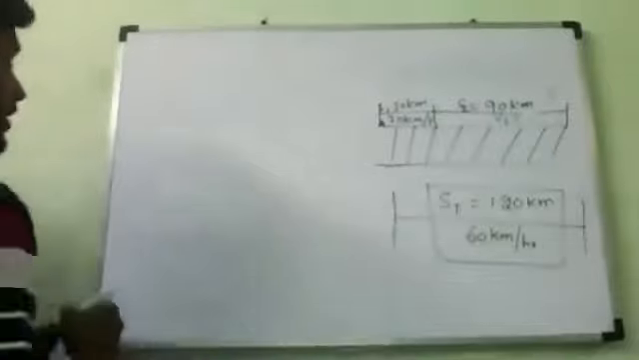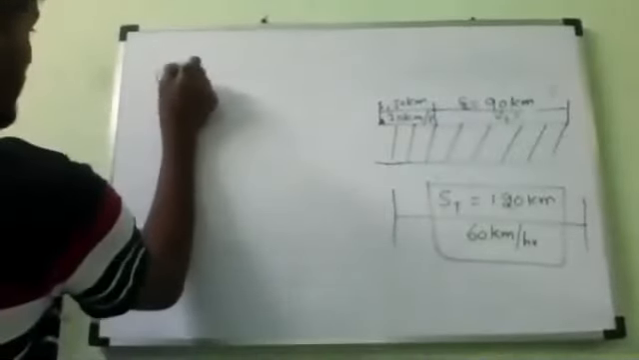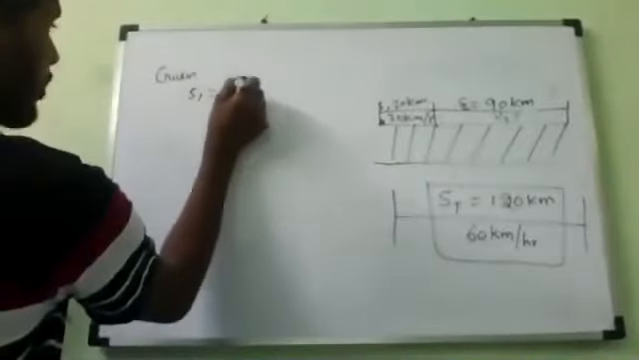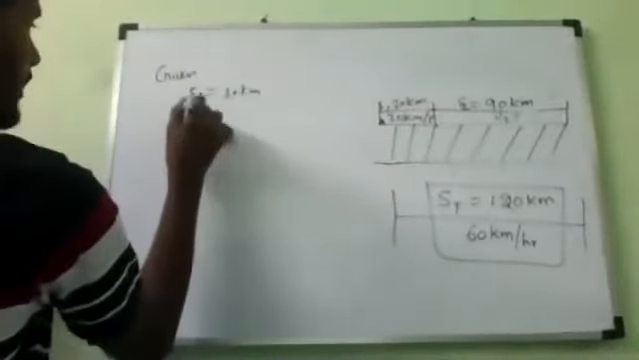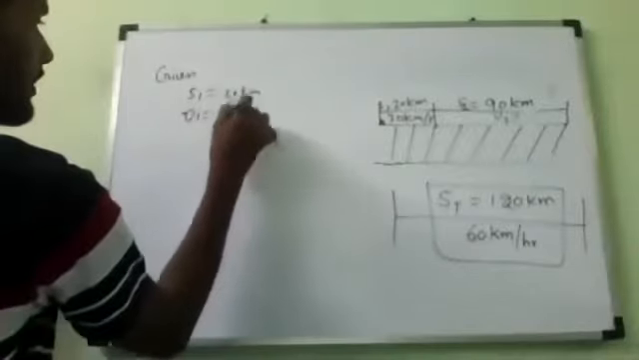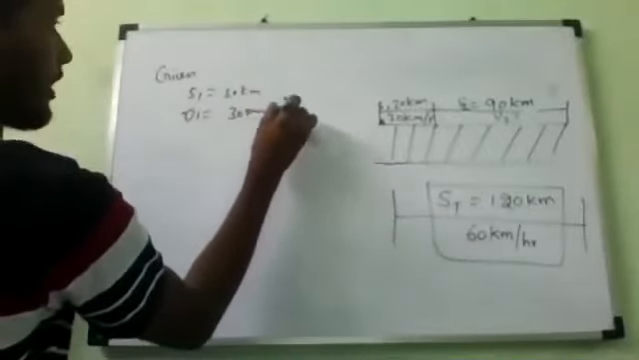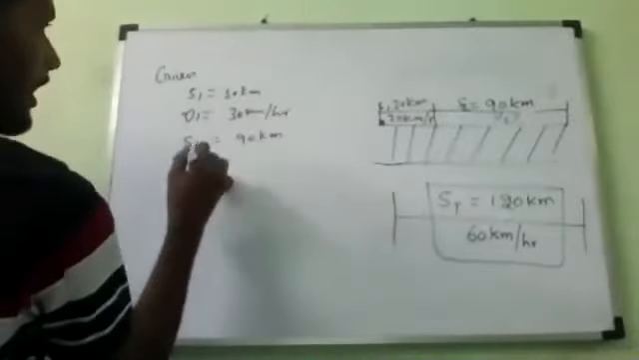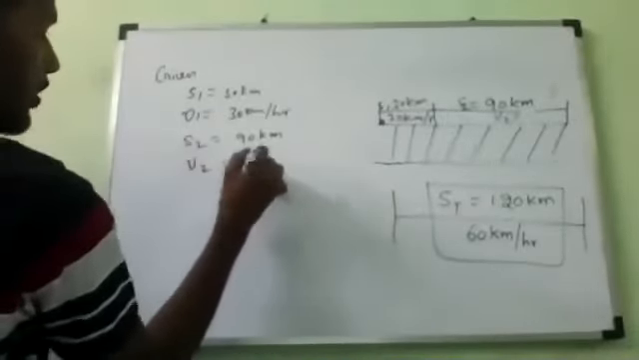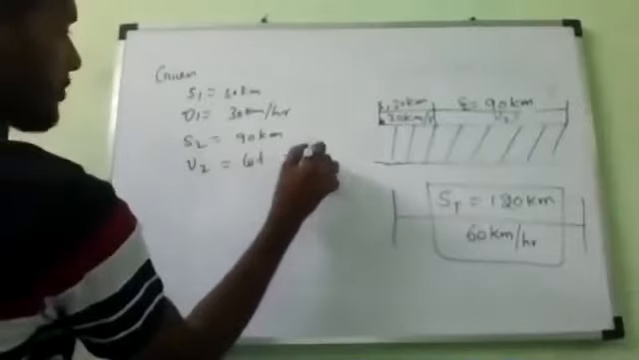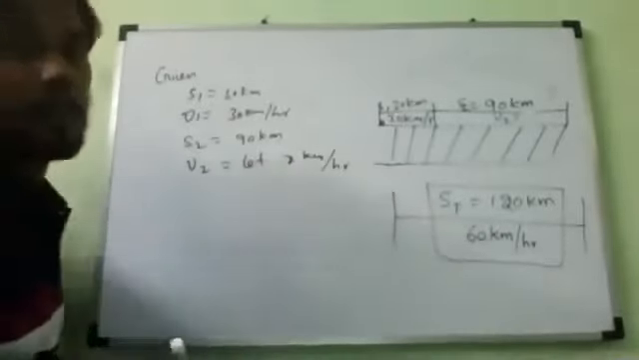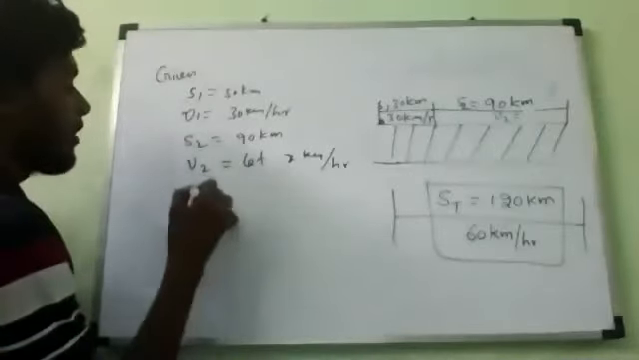Write the given data. Given: distance 1 is equal to 30 kilometers, speed 1 is equal to 30 kilometers per hour. Next, distance 2 is equal to 90 kilometers, and speed V2 we don't know, so let it be x kilometers per hour. Is it right or wrong?